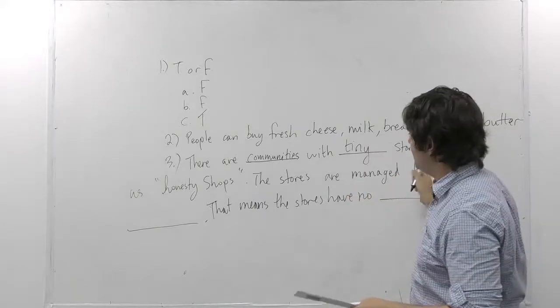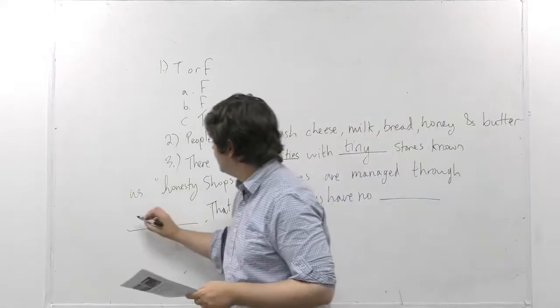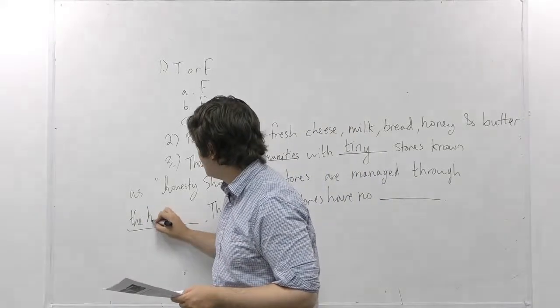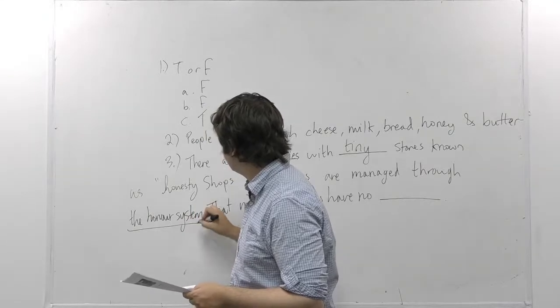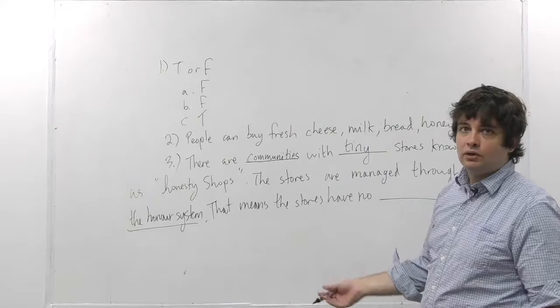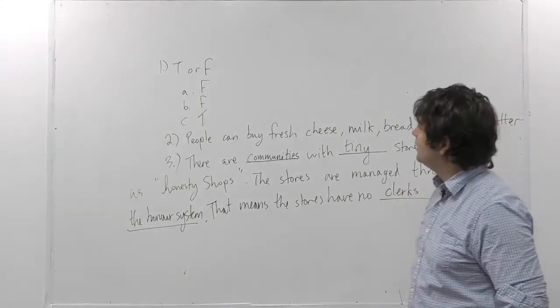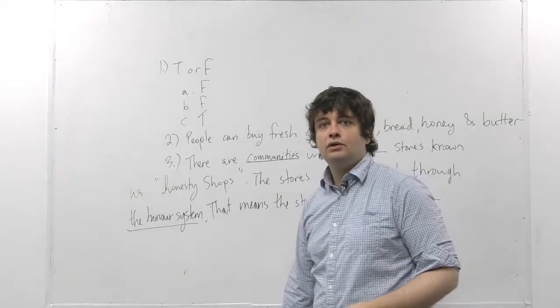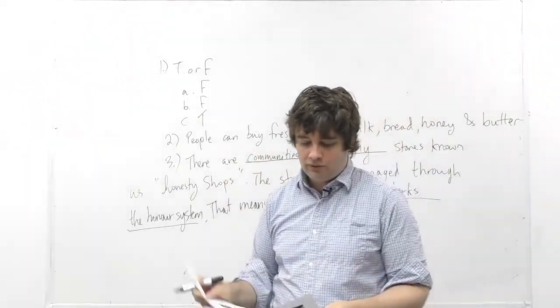The stores are managed through, and then it says honesty rules. So of course that is the honor system. That means the stores have no workers or no clerks. All right, and we are good. We got it done, everybody. Yay! All right, so let's move on with this here.